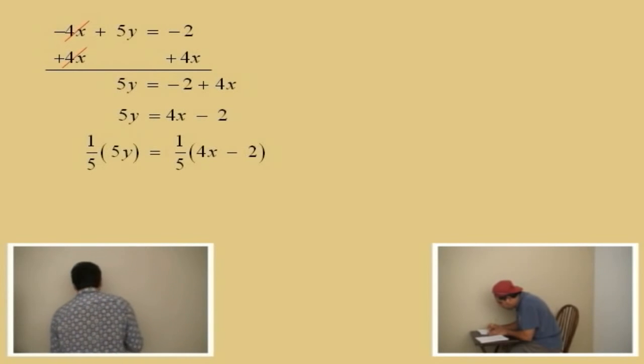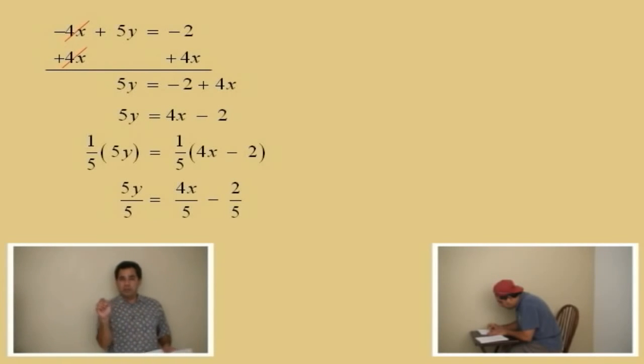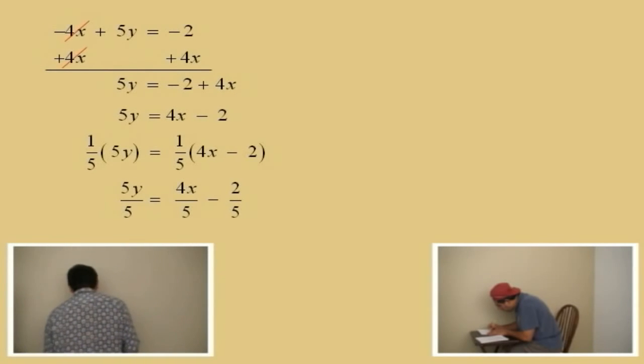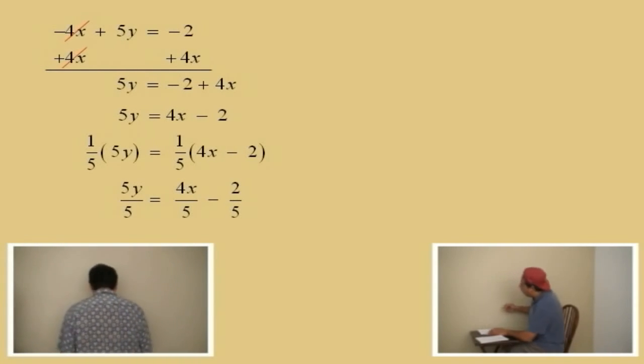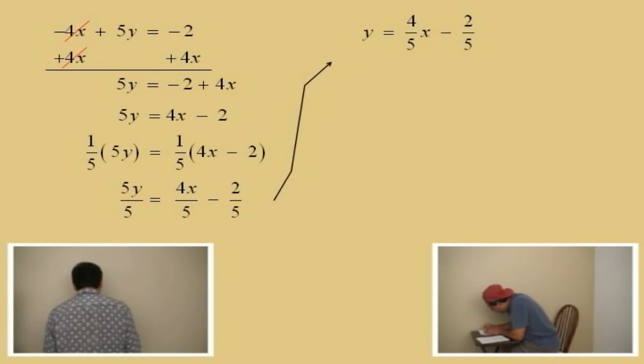All right, there we go. Now, remember, we distribute on the right-hand side. And see, it looks like a 5 gets placed under each term. There we go. And so, Charlie, what does y equal? Go, bust a move. 4/5 x minus 2/5. Very nice, Charlie. y equals 4/5 x minus 2/5.